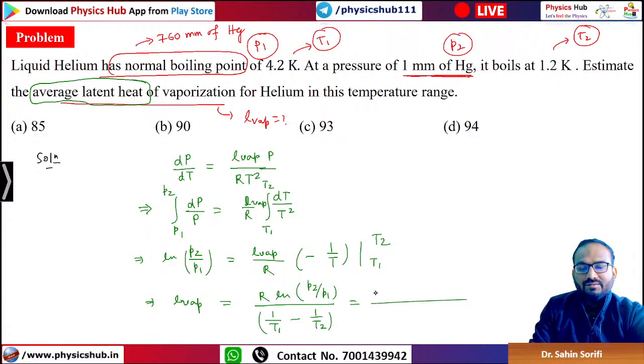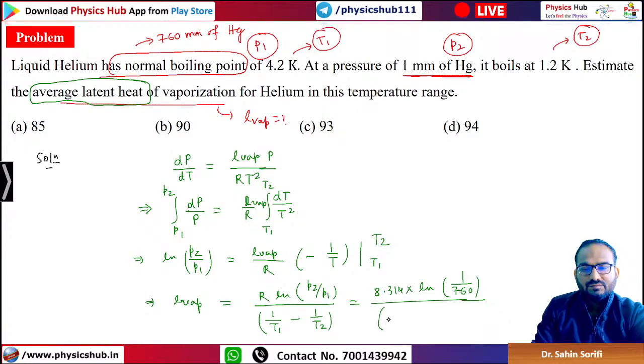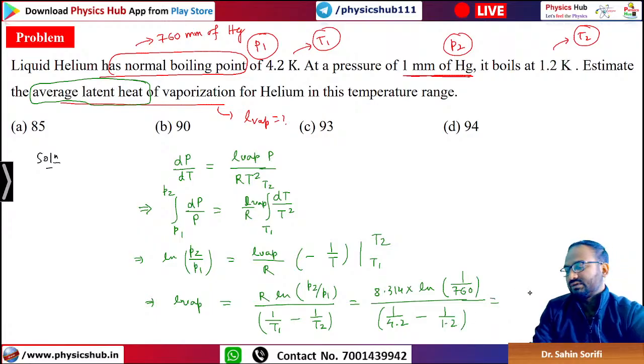The value of R we know, 8.314. Ln P2 by P1, where P2 is 1 millimeter of Hg and P1 is 760 millimeter of Hg. Both are in the same unit and they are in a ratio, so the unit doesn't matter. 1 upon T1 is 1 by 4.2 minus 1 by 1.2. So whatever value we get, that is the answer.